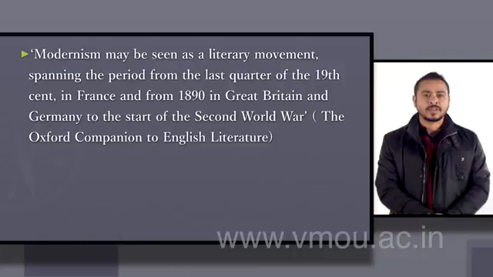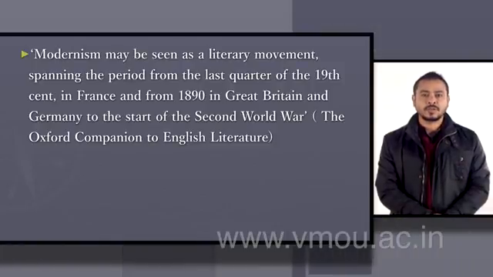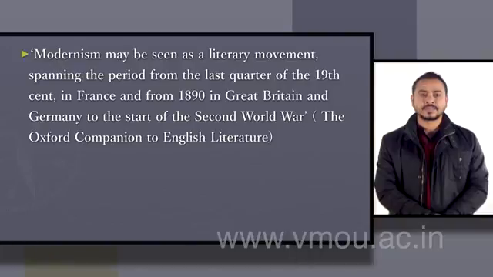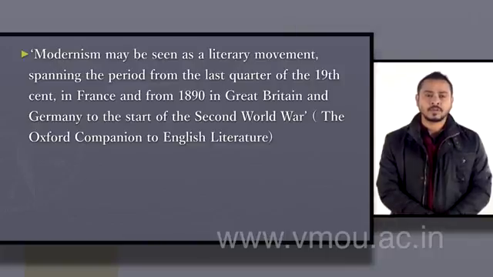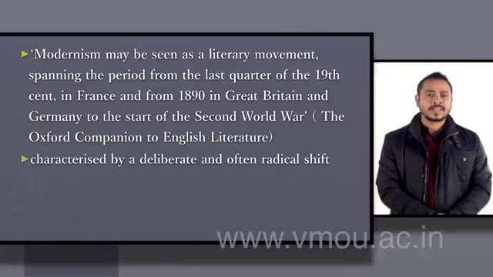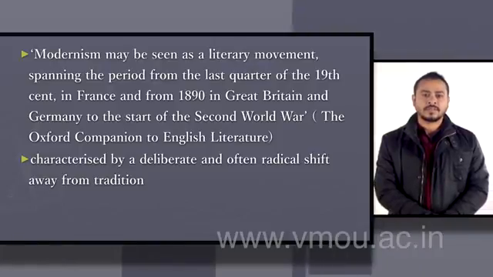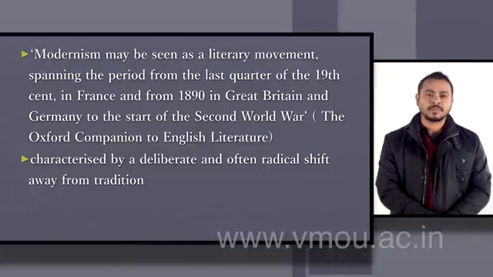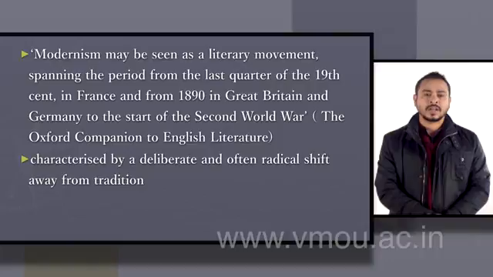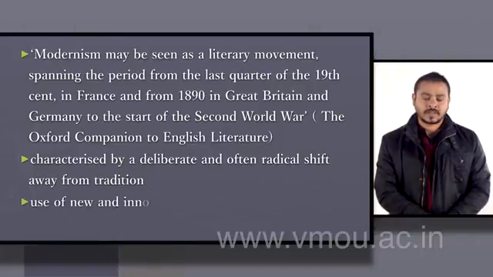But then, modernism as a movement arose out of certain preconditions. It has certain characteristics, certain features that we shall look at in this lecture. Basically, modernism is characterized by a deliberate and often radical shift away from tradition. I mean, modernism tries to reject the traditional past that was being proposed in the 19th and, you can say, 18th century.